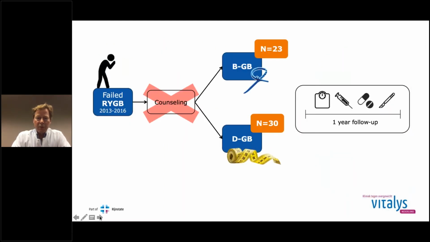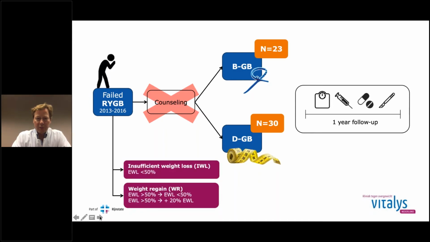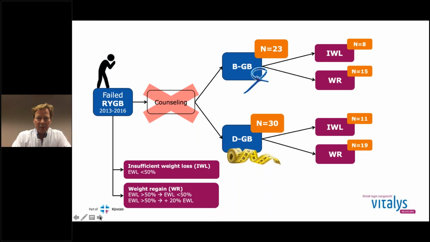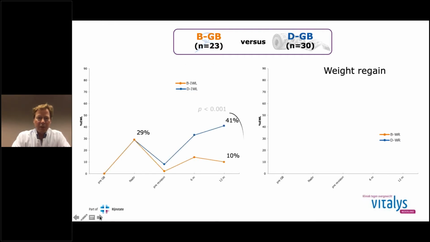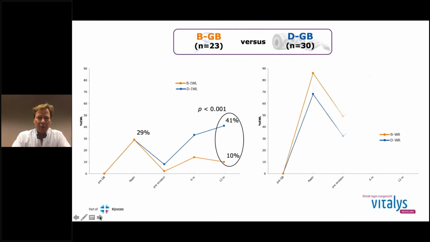So this is just some unpublished data to see how we performed this. You can see that in those failed patients, we either did a band or we did a distalization, and then we looked at which patient had a result after insufficient weight loss and which patient had a result after this band after weight regain. When you compare those two groups, in the left graph we have the group with insufficient weight loss, in the right graph the weight regainers. You can see that for the insufficient weight loss, the distalization was much more effective after a year, whereas the banding didn't do very much. And for the weight regainers, there was a successful effect for both procedures.